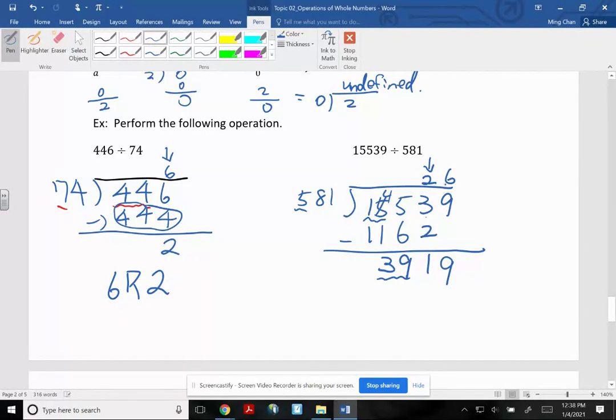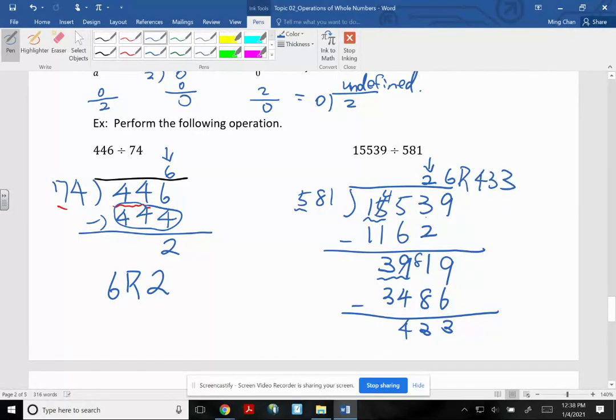6 will work. 6 times 1 is 6. 6 times 8 is 48. Carry 4. 6 times 5 is 30 plus 4, 34. When I subtract, that is 3. This is 3. This is 4. So my answer is 26 remaining 433. All right, that's how we do this.